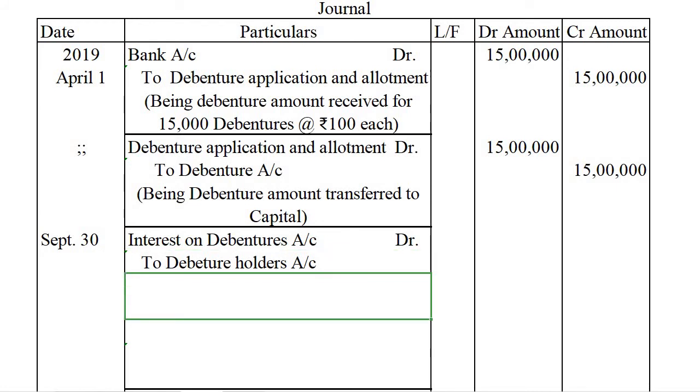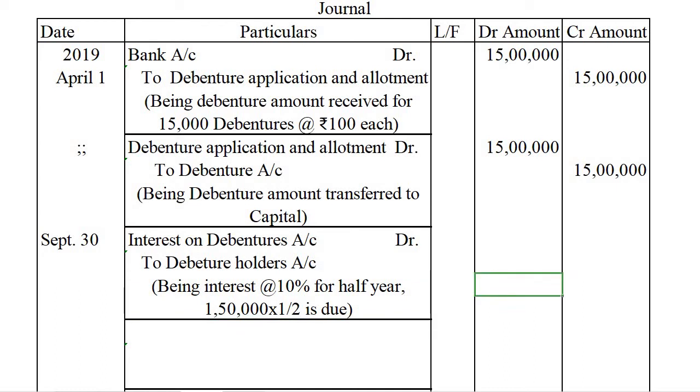Journal entry narration: being interest at the rate of 10% for half year is given. 1,50,000 will be there. So 1,50,000 into 1 by 2. Okay, so that we will get an amount of rupees 75,000. 1,50,000 into 1 by 2 because it is for 6 months.